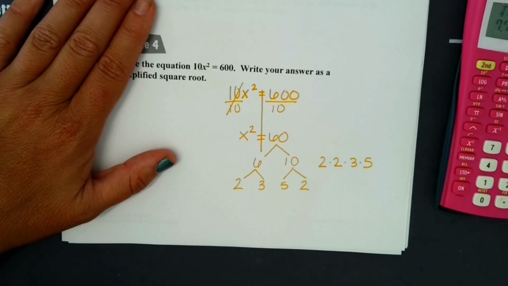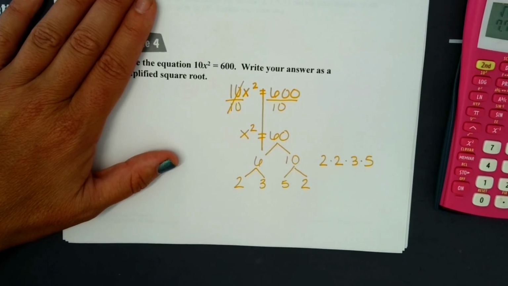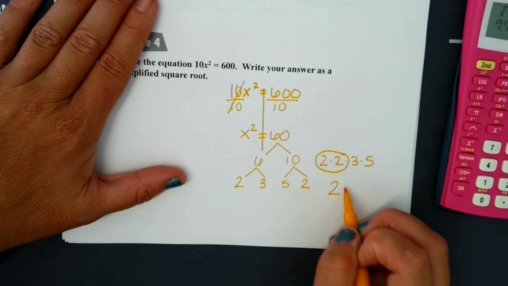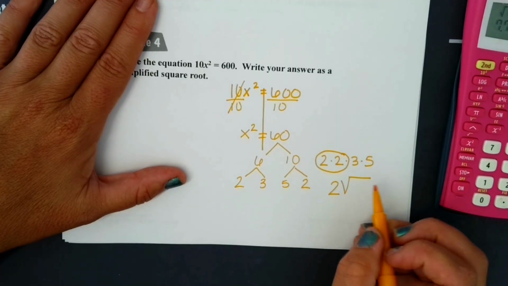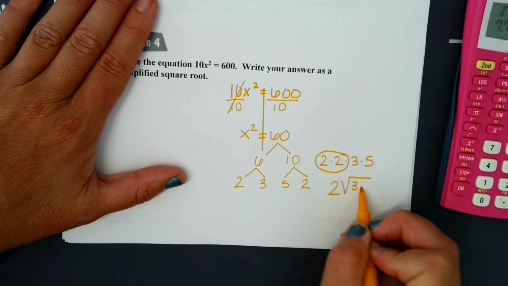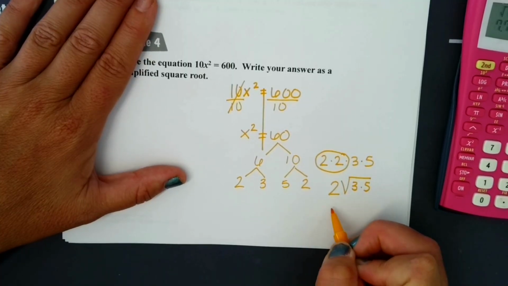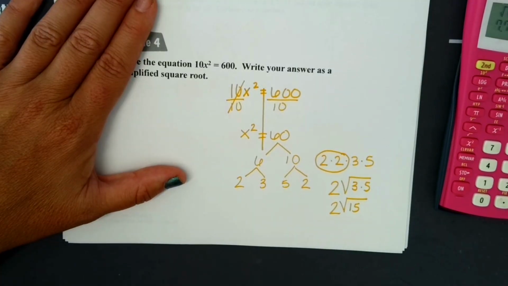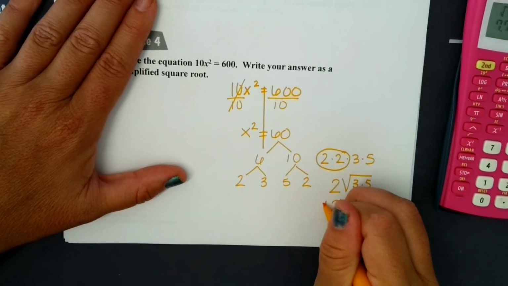Since it's a square root, I'm looking for pairs. Good. So do you see this right here? That comes out front. What goes on the inside? 3 times 5, which you can make 15. What am I missing? Plus minus.